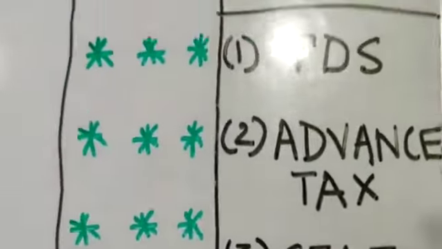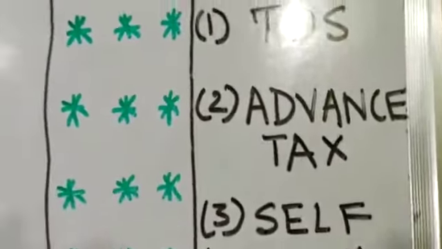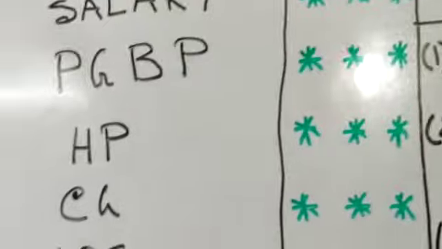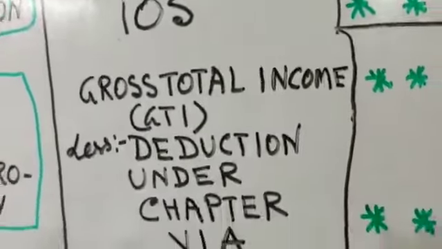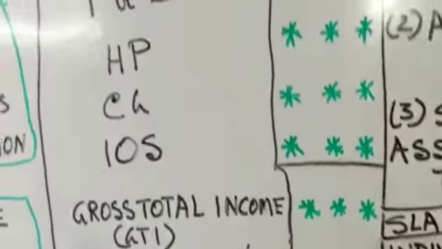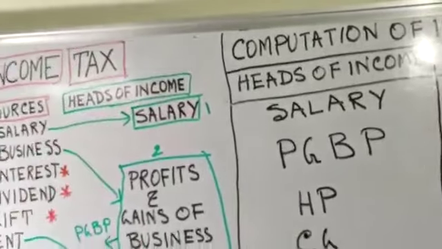So in our next class, we will discuss in detail how to compute advance tax, how to file the return, and what deductions are available under chapter 6A. So that's it for now.